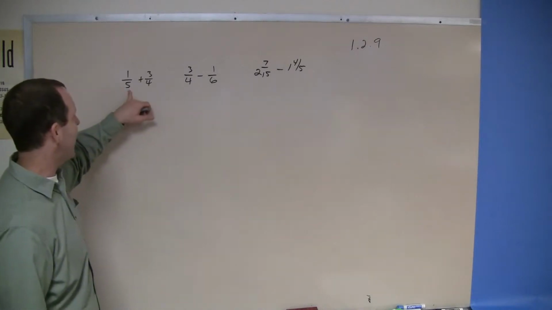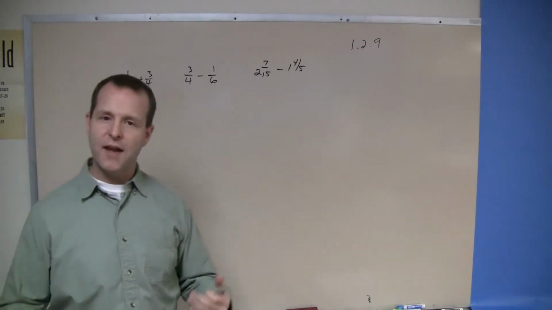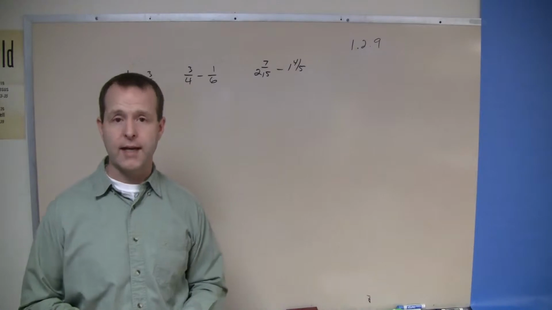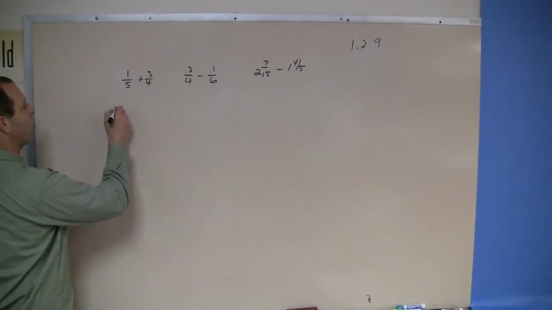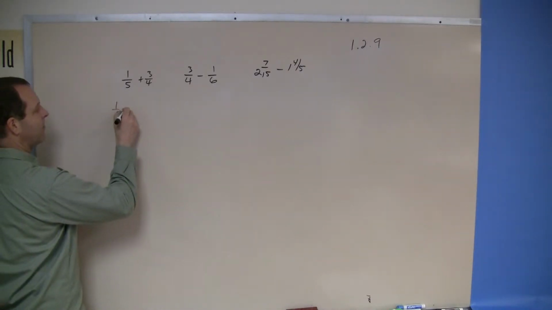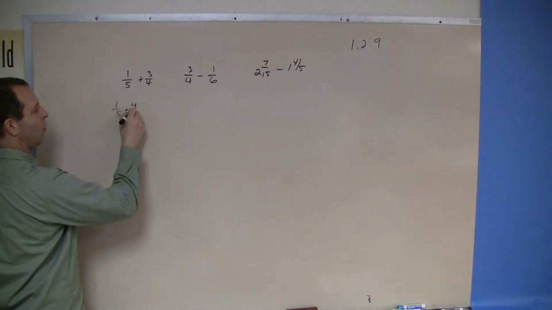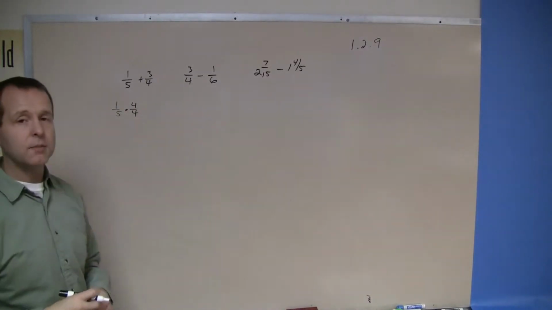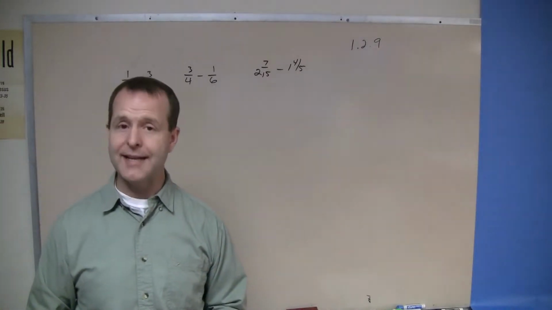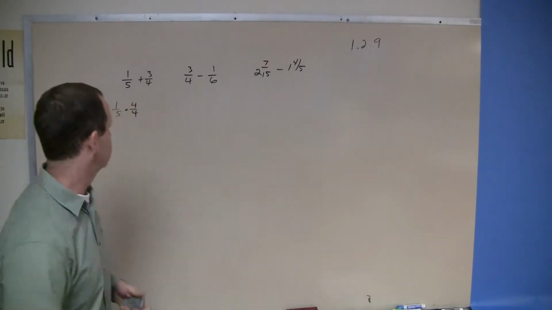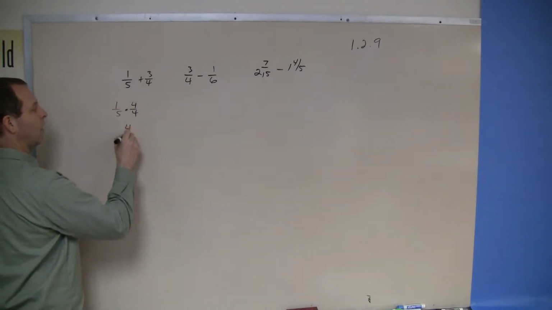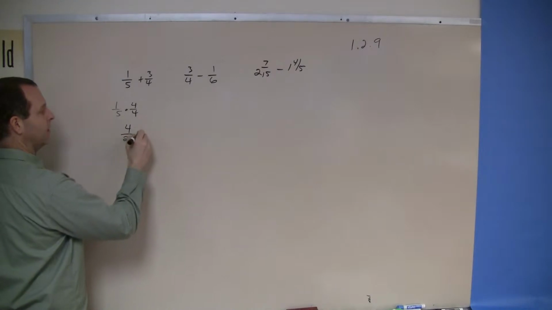So by looking at that, I see that 5 and 4 both go into the number 20. So I'm going to rewrite 1/5. I can multiply it by 4 over 4. Remember, I can multiply any fraction by a clever version of 1, and it doesn't change its value. So that becomes 4 over 20.